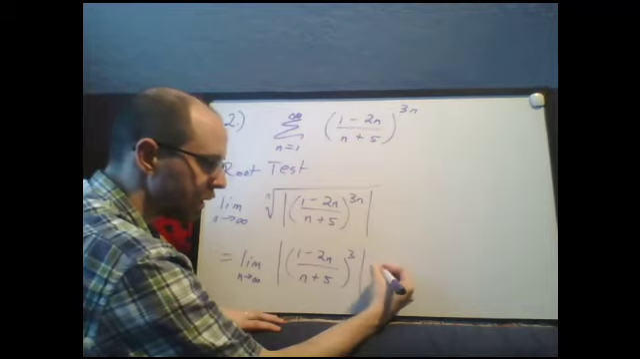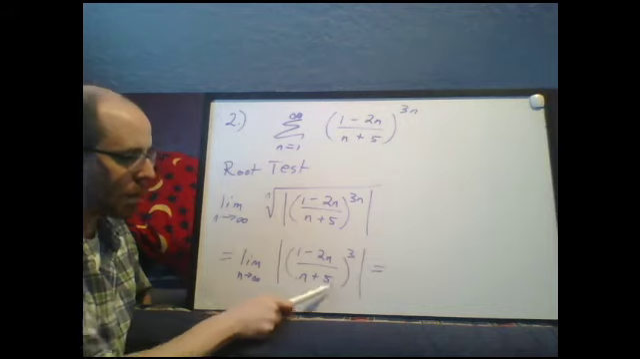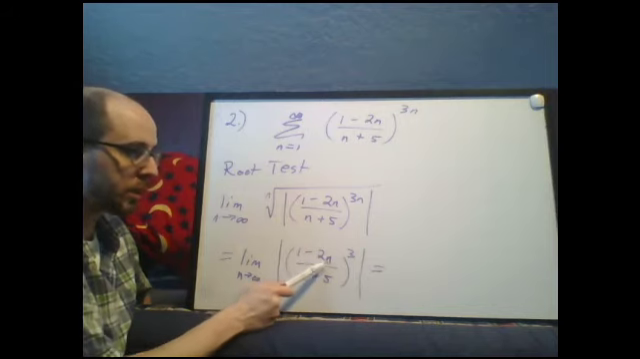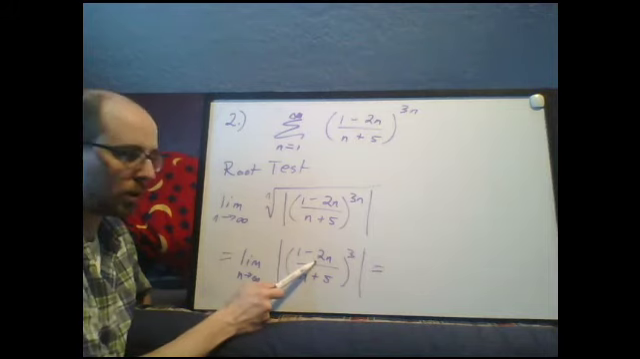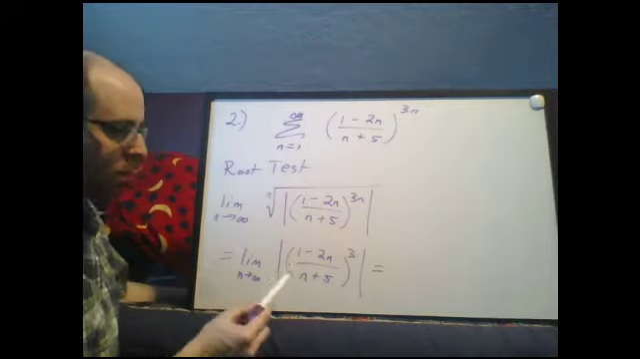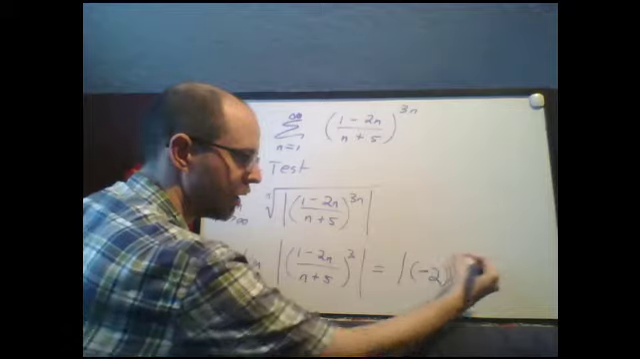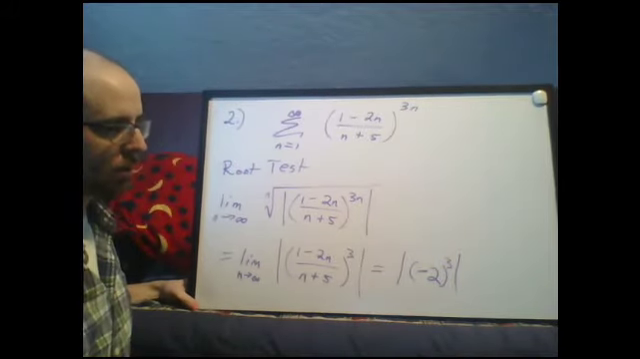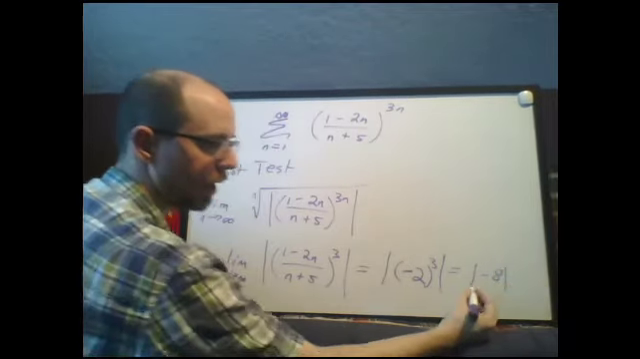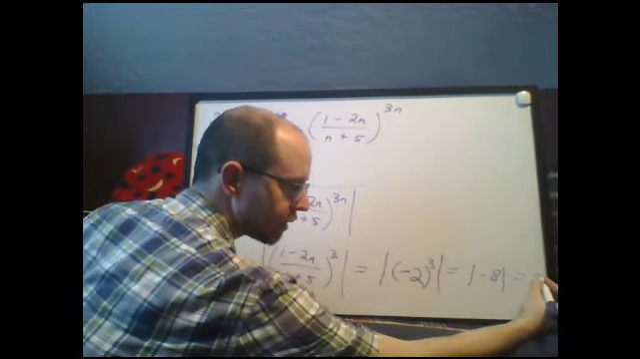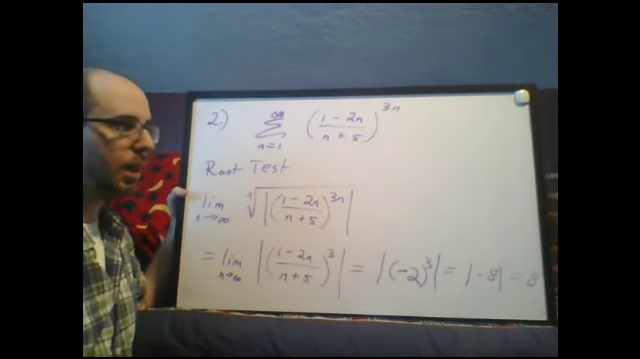So now let's think about what is the limit of this. You don't have to multiply things out. Just take it step by step. Inside the parentheses here, that expression is an n over n polynomial. So I take the ratio of their leading coefficients, negative 2 divided by 1. So I have negative 2 to the third power, and that's inside of the absolute values. So negative 2 cubed is negative 8. Absolute value of negative 8 is positive 8. So the answer to my limit is 8.